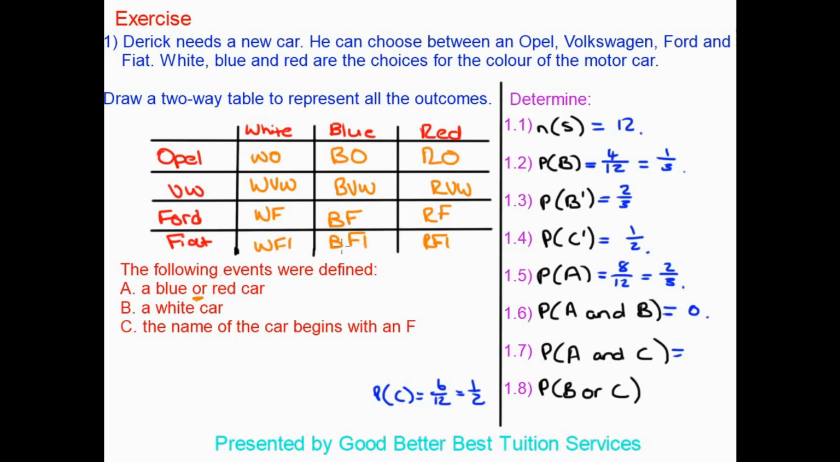Because here's all the cars with the F, here's all the blue and red cars, but we can only look at the intersection part. So that's 1, 2, 3, 4. So that means that is 4 over 12, which is equal to a third.